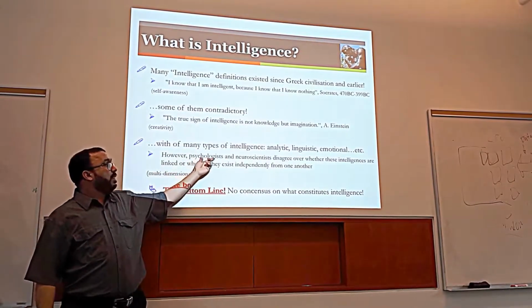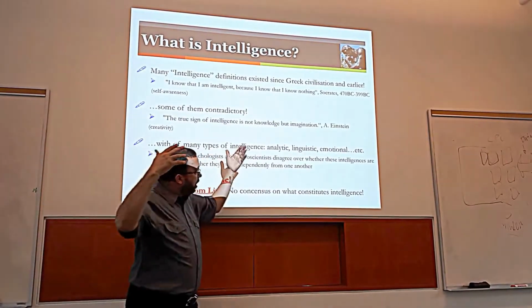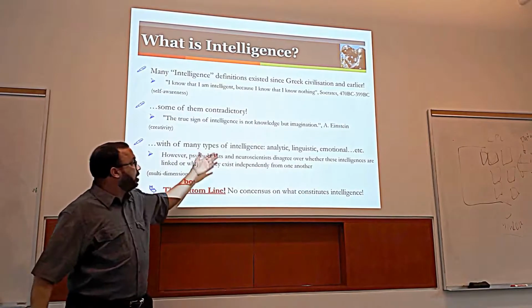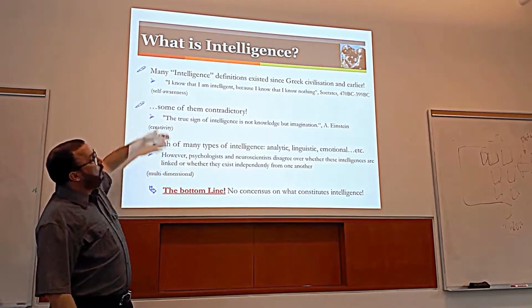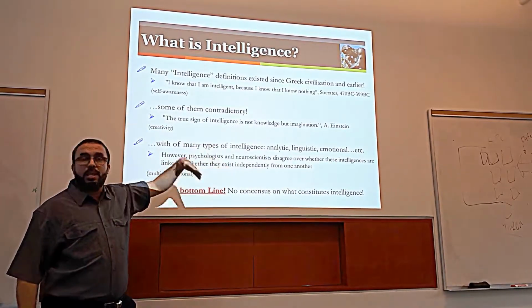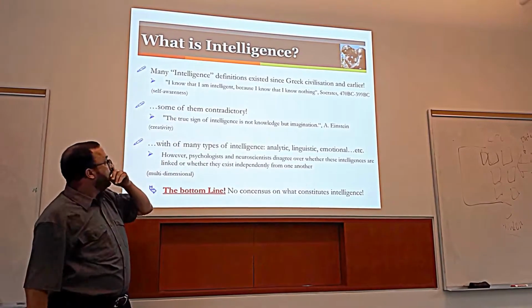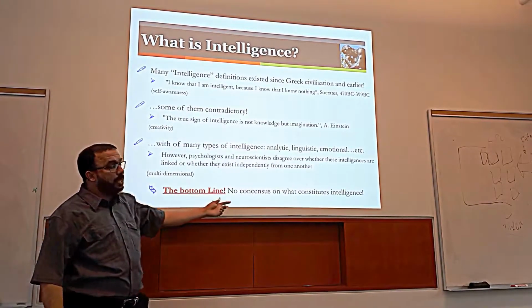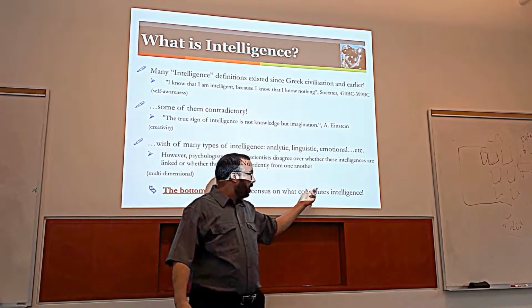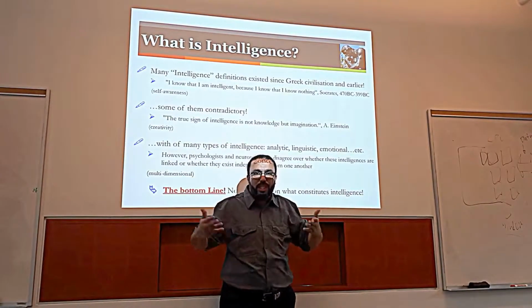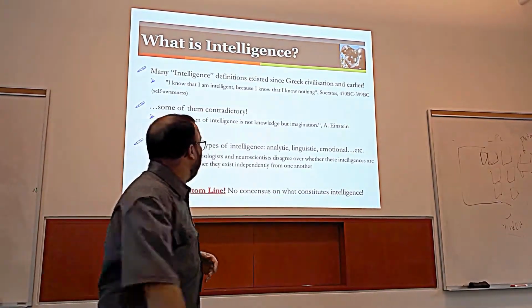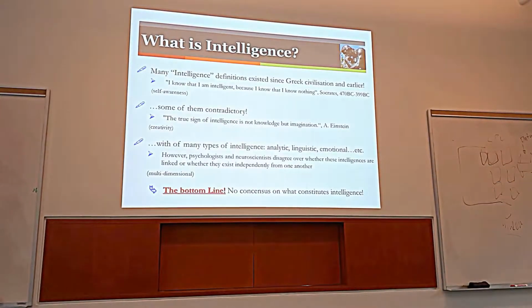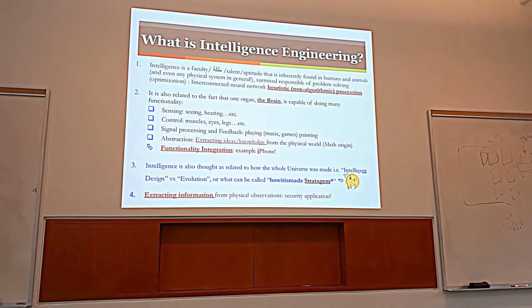Even psychologists don't have one definition of intelligence, as shown here. So what is really intelligence from all these? These are quotes. There are other aspects of intelligence as well. So the bottom line is that there's no consensus on what really makes intelligence. What is really intelligence? Okay. What's next?